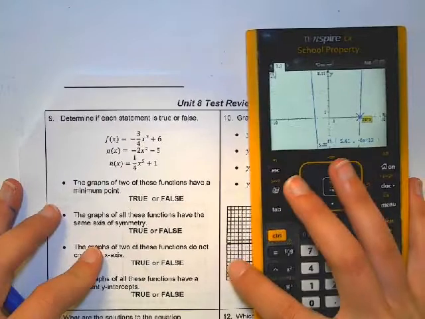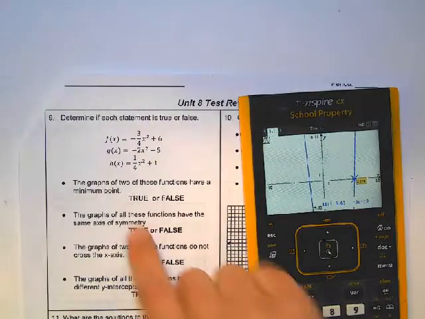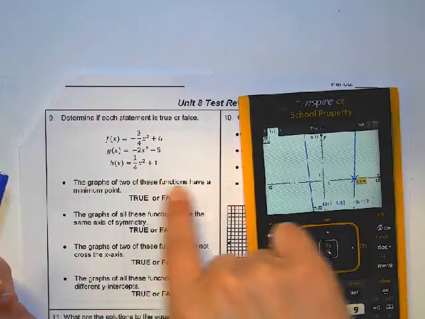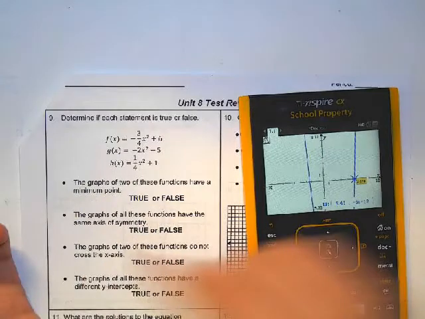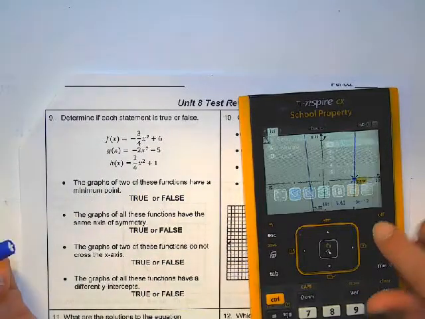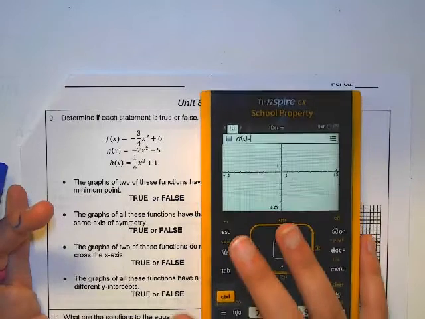9 says, determine if each statement is true or false. So the first one, the graphs of these two functions have a minimum point. So how would I know if these have a minimum? Okay, we're going to go ahead and just graph them so that I can look and see. Okay, we're going to graph each one of these.